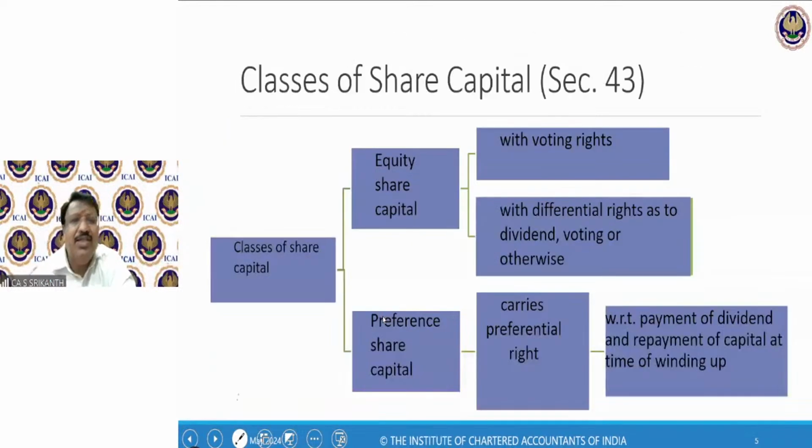Now, equity shares, again, are divided into two categories. One is called normal, with full voting rights. Instead of saying with voting rights, I should say full voting rights. Means, friends, voting for a company is very different.